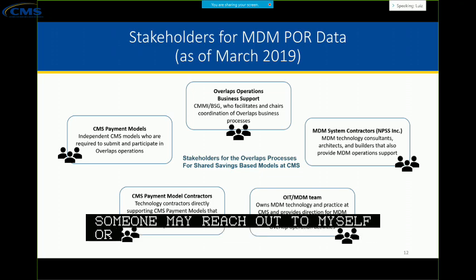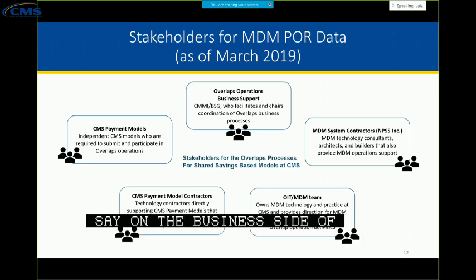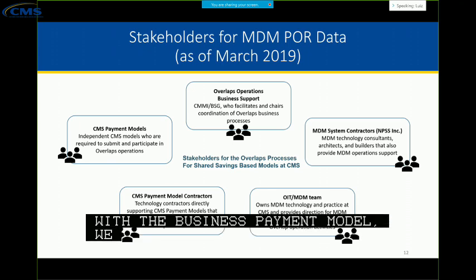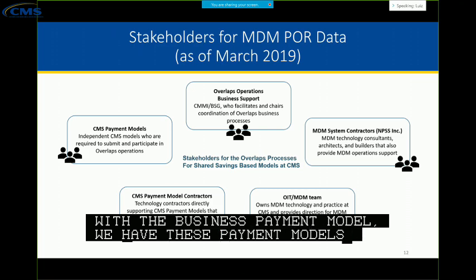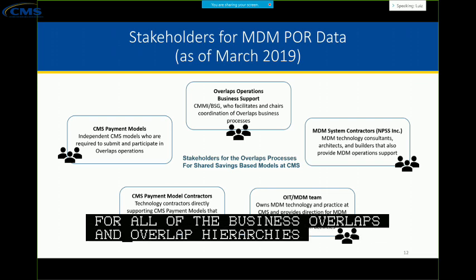and I wanted to just lay out the stakeholders all in one place to say, on the business side of things, there are the CMS payment models, and I see one over here, Laura, and there are others on the phone. And with those business payment model leads or points of contact, we have model contractors that support the payment models. And for all the business overlap support from a business standpoint and overlap hierarchies and supporting that whole process itself, that's CMMI BSG, and you've worked with Ashley Corbin and Felicia and Melissa and Kelly, and I think they're also on the phone.